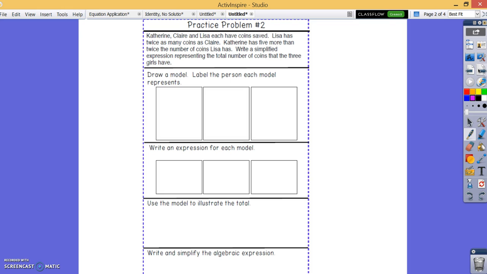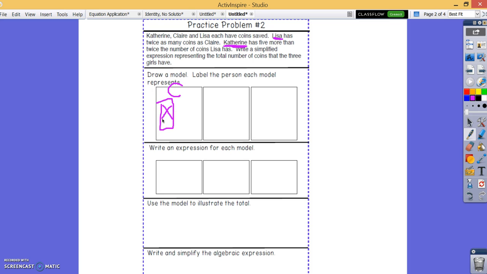Now, we've got Lisa, we've got Claire, and we've got Catherine. We see something about Lisa. We see something about Catherine. We don't know anything about Claire. I'm going to put a big C there for Claire. Claire's just going to be X because we don't know what she is.